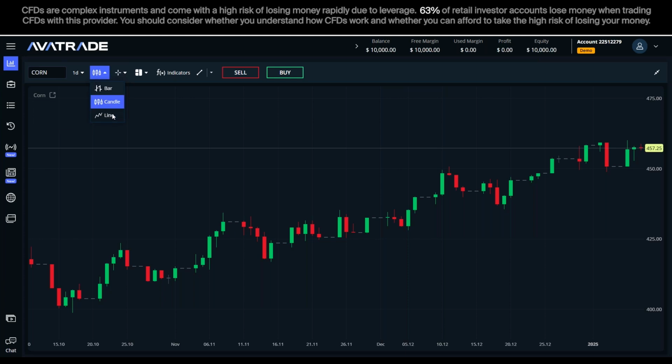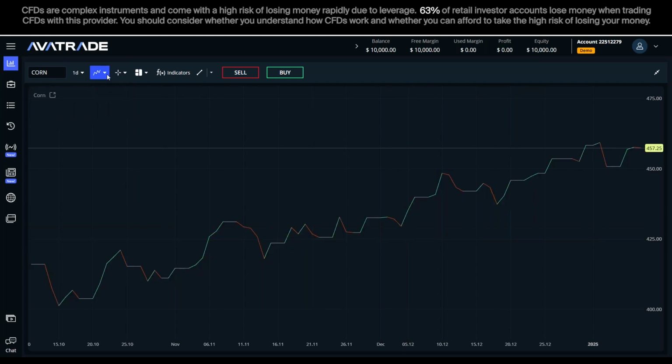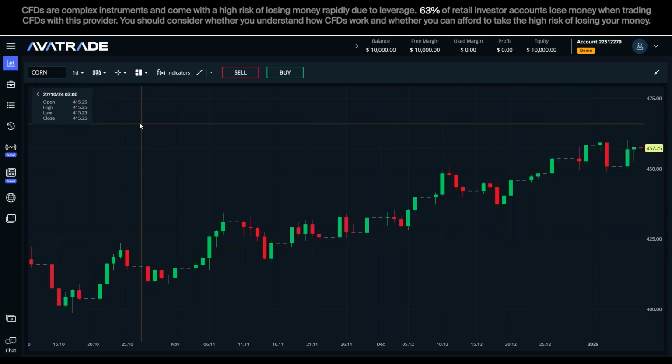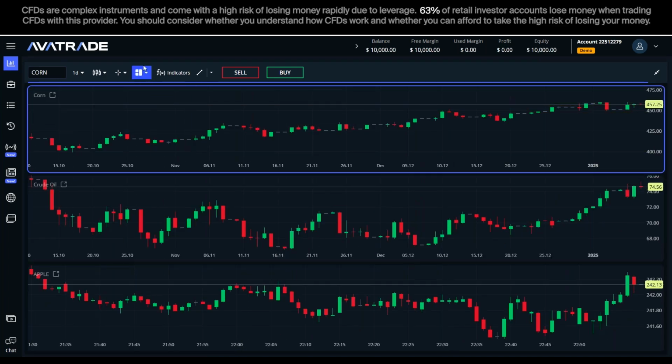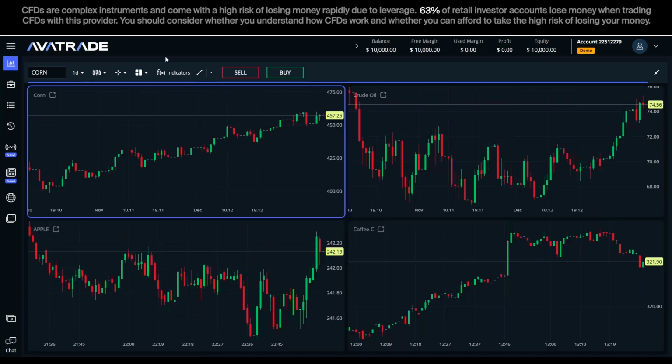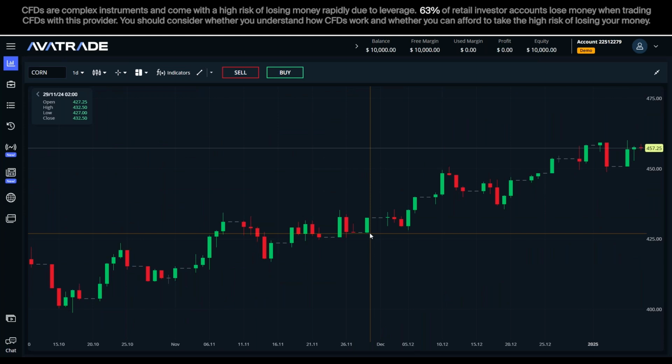Yes, and here we can also change the shape of the chart. Let's keep it candles for now. And in here we can change to a different layout if we would like to have multiple charts. Maybe you want to have 4 charts horizontally. Okay, you can, but you get the idea.